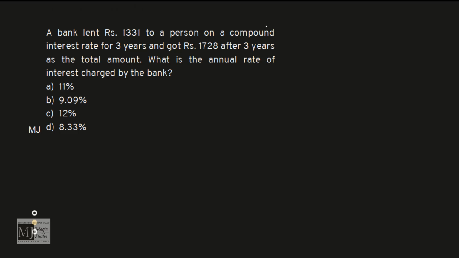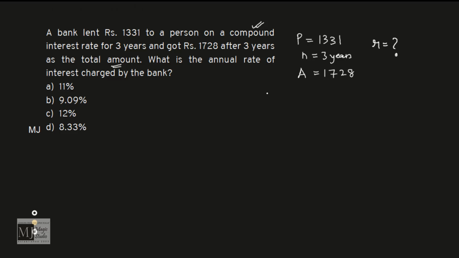Let's take up one more from compound interest and learn a concept in that. A bank lent rupees 1331 to a person on a compound interest rate for 3 years. So principal is 1331 for 3 years and got 1728 in return after 3 years. That must be the amount. What is the annual rate of interest charged by the bank? They are looking for R.